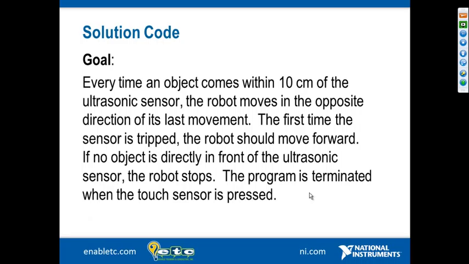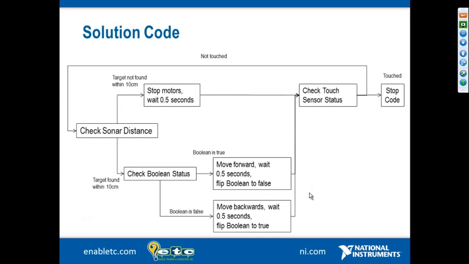And just a quick reminder of the goal from last week's webinar task. It was to perform a robot function such that every time an object moved within 10 centimeters of the ultrasonic sensor, the robot moved in the opposite direction of the previous movement. The first time this happens, the robot would move forward. If nothing was directly in front of the ultrasonic sensor, the robot would stop. And the robot would terminate when a touch sensor is pressed. This was the flowchart, which we programmed using the structures that we've just seen.